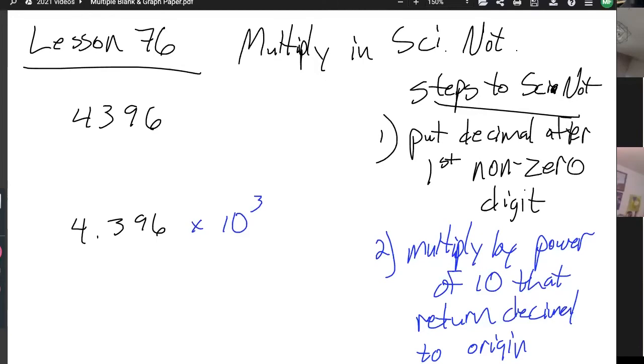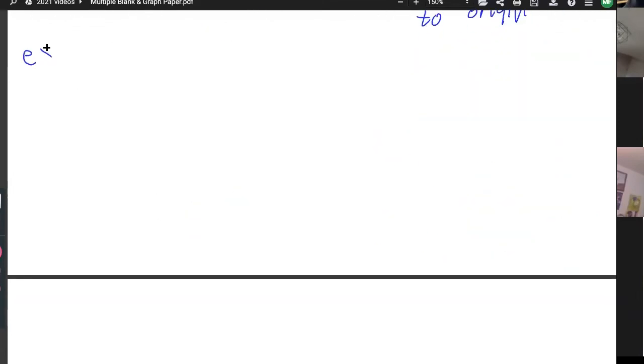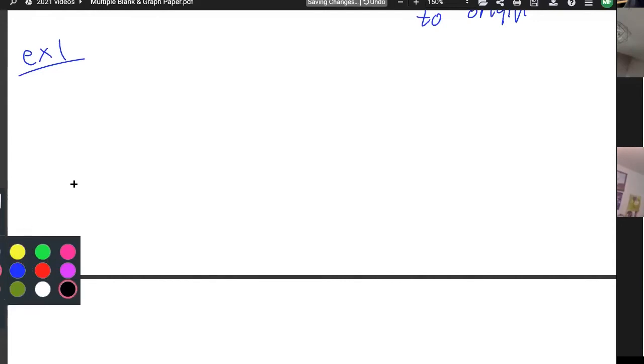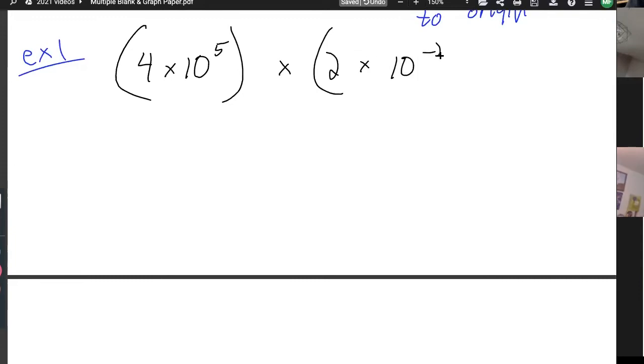Okay, so let's just try example 1. Example 1 looks like this. 4 times 10 to the 5th. I'm going to multiply this number times 2 times 10 to the negative 2nd. Okay? Well, this is just multiplying 4 things together. Do you see it? It's 1, 2, 3, 4. So what I'm going to do is I'm going to just multiply the 4 and 2 together. That's 8, right?